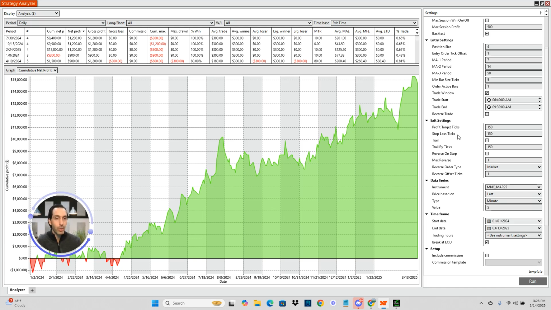Essentially what we're doing is trading the micro Nasdaq on the 5-minute time frame. Now I'm going to run this backtest live for essentially the last 14 and a half months, from January 1st, 2024, basically until the middle of March 2025. Let's give that a go so you can see it live. Let that thing run. And there you go.